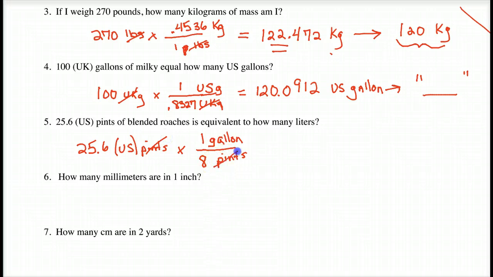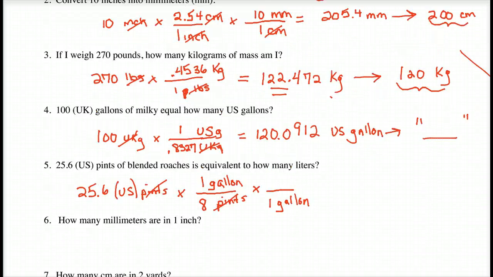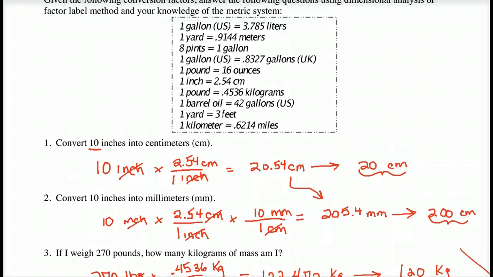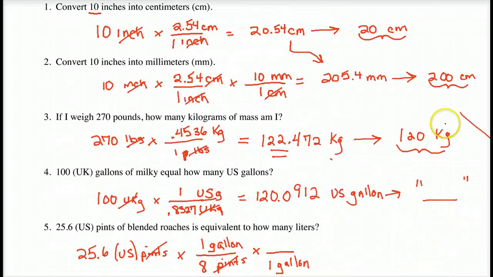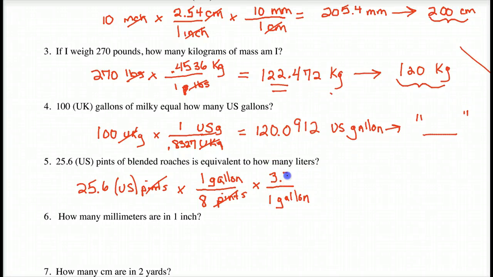So pints disappear. I'm left with gallon, just like yesterday. We're not going to rewrite the answer and multiply. We're going to neatly keep going and organize ourselves. And 1 gallon, got a fly, it's kicking my tail right now. 1 gallon is equal to how many liters? 3.785 liters. Gallon disappears, and here I go.